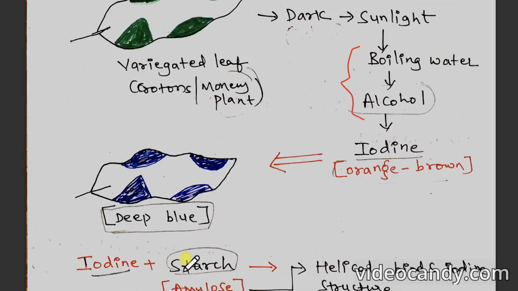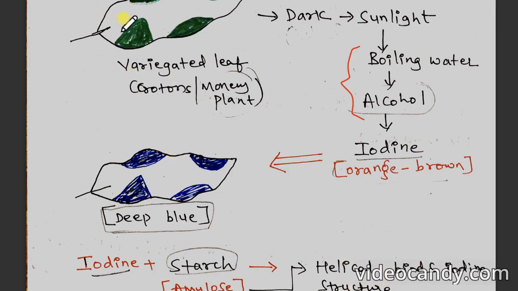How did it turn deep blue? Iodine reacts with starch. Starch has amylose sugar and amylopectin sugar. Amylose has a helical structure, and in this helical structure, the iodine gets bound and gives blue color.